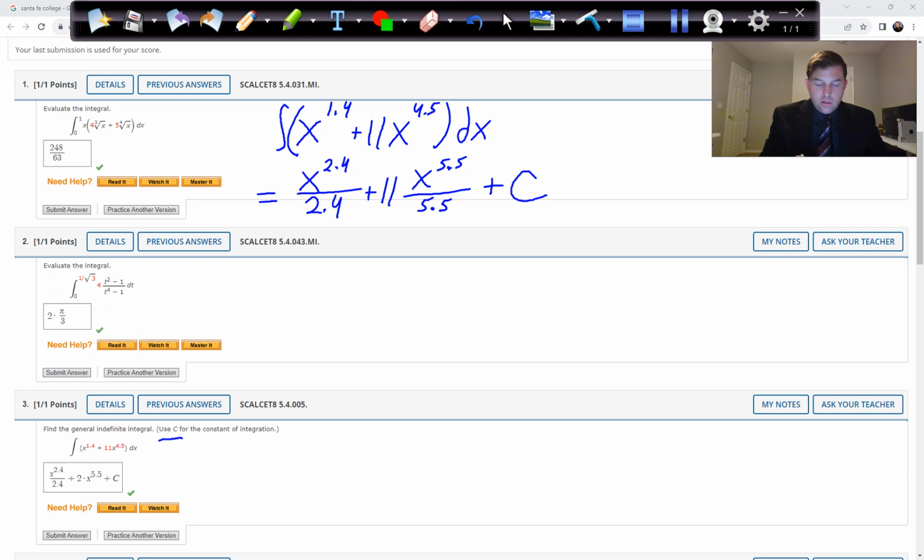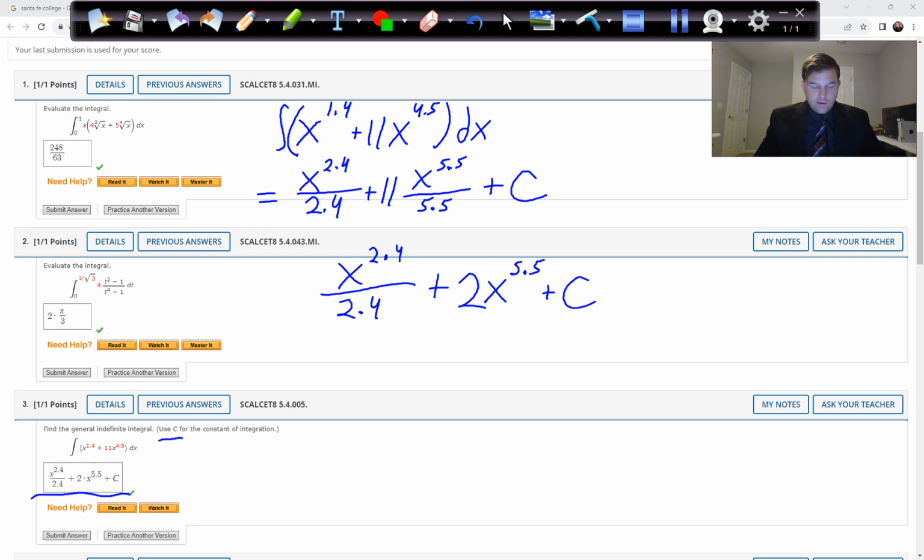Now, the first one, there's nothing we can do to simplify x to the 2.4 over 2.4. But it turns out that 11 divided by 5.5 is exactly 2. So we get 2 times x raised to the 5.5 plus some constant of integration. And that's what we have for problem 3. It's just our standard antiderivative rule for powers. Just add 1 and divide by the same number.